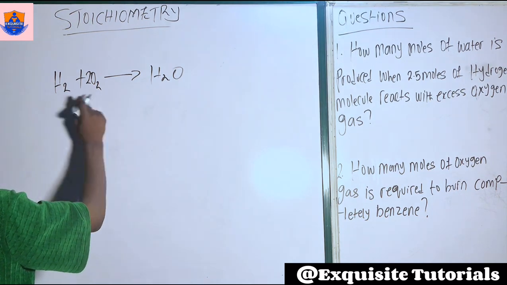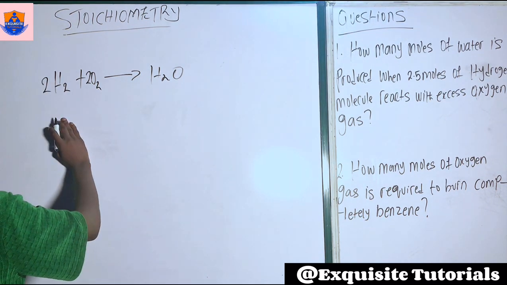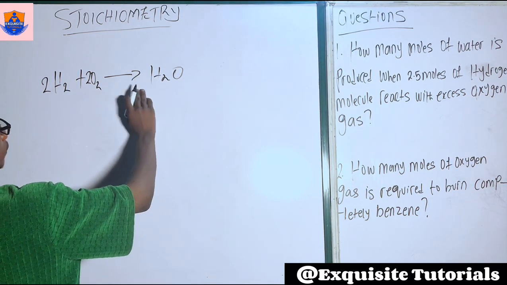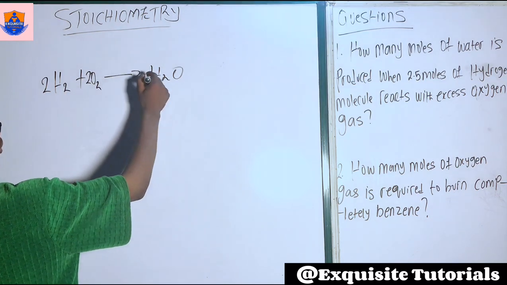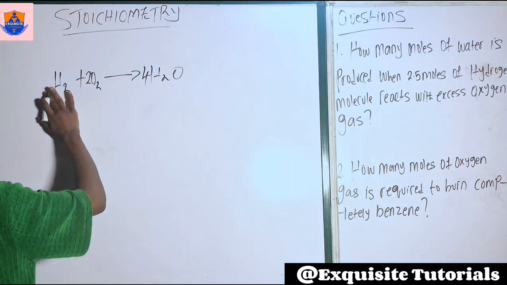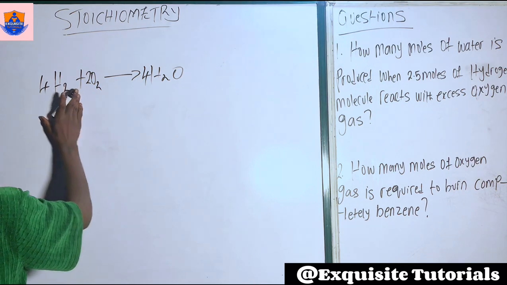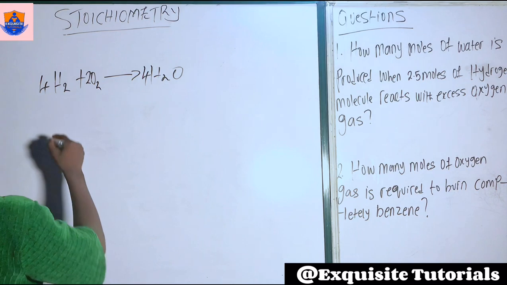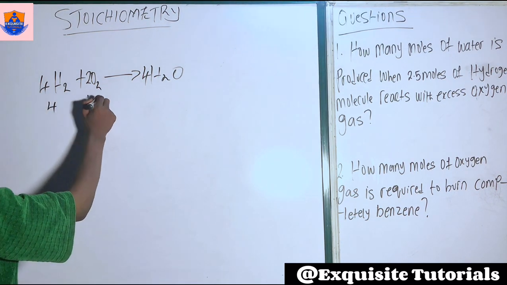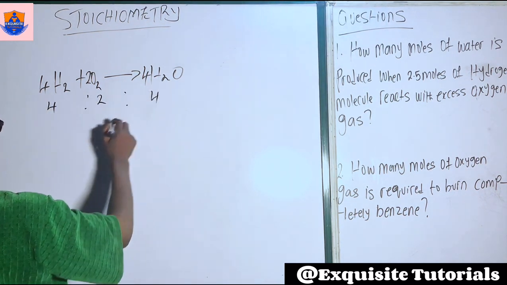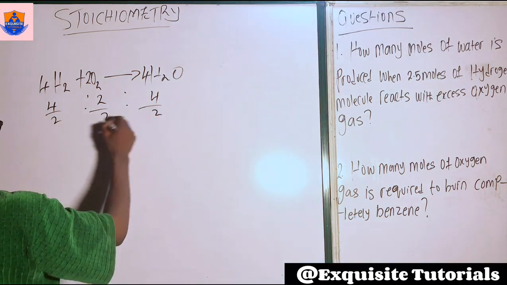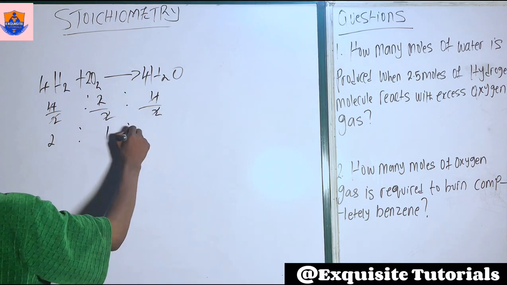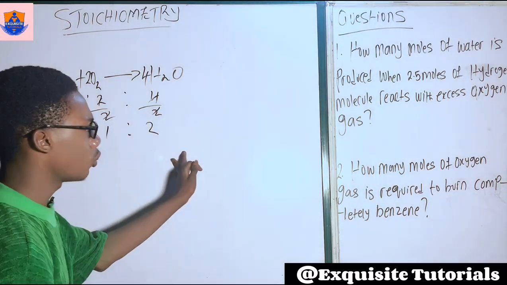So how do we balance this? Let's put 2 here. If we put 2 here, we have 4, so let's put 4. So we have to change this to 4. So now this is 8 and this is 8. Then oxygen is 4, oxygen is 4, and the equation is balanced. So we have it to be 4:2:4. Let's divide it by 2 to get the simplest ratio. So we have it to be 2:1:2. Now this is the ratio we have.